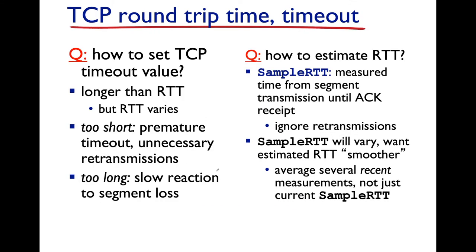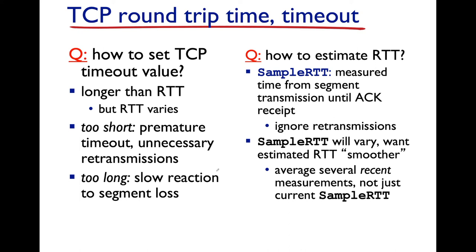All right, and so we talked about the round trip time, but we never said how that round trip time is determined. How do you set the timeout value? Because we know that this timeout can be longer than the round trip time, but this round trip time is going to vary depending on a whole host of things, like the congestion on the routers, the transmission delays, the bottleneck link, and so forth.